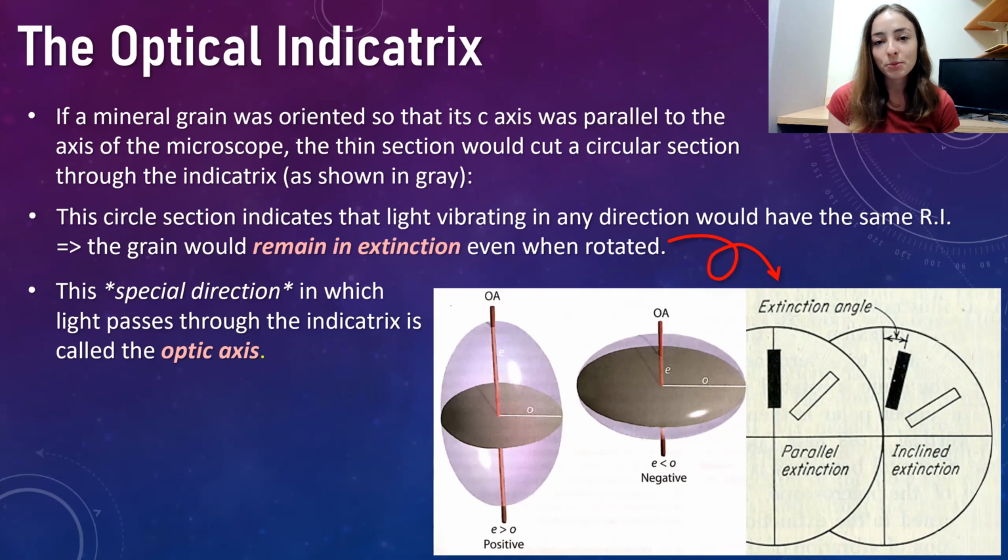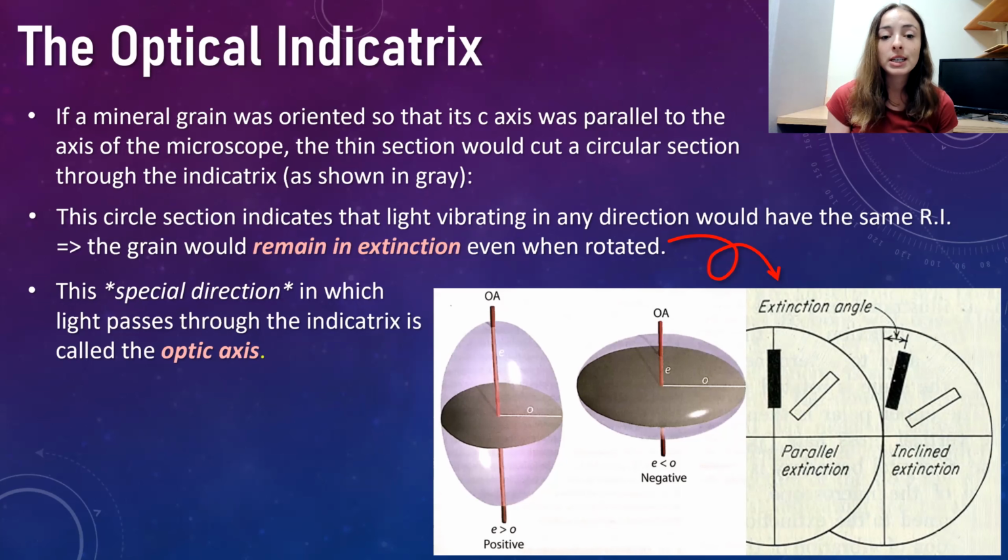So bringing this into the perspective of actually looking through a microscope at a thin section, if your mineral grain is oriented so that its C crystallographic axis, or axis of revolution, is parallel to the axis of the microscope, the axis of looking down into the microscope, then the thin section would be a cut of a circular section through the indicatrix. These cuts are shown in the examples in this figure. As we can see, these ellipsoids have these gray circles, these gray cuts through their center, and that would be represented by the cut of the thin section if your C axis, or basically this red line here, is parallel to the axis of the microscope.